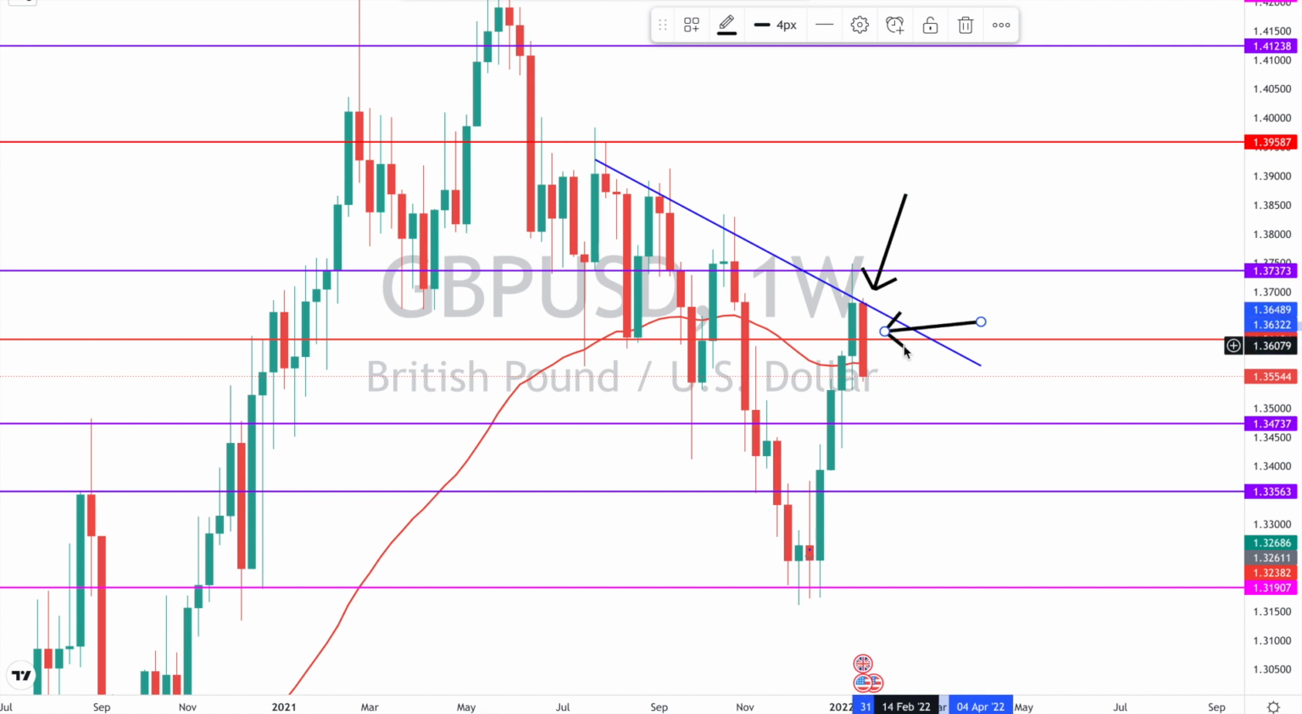So with this in mind, we want to see some more confirmations on the lower time frames within the week to enter into a high quality short trade. So with this in mind, let's move down to the daily time frame to analyze the price action as well.